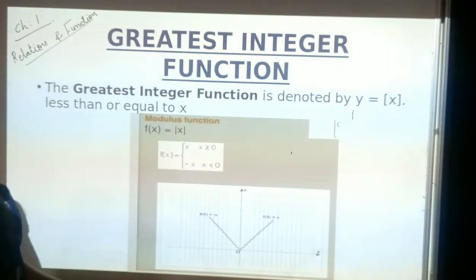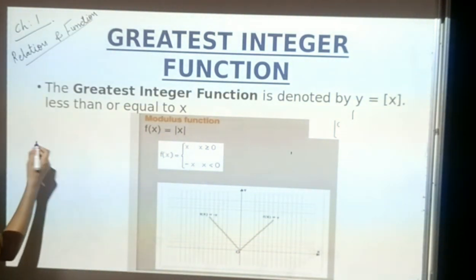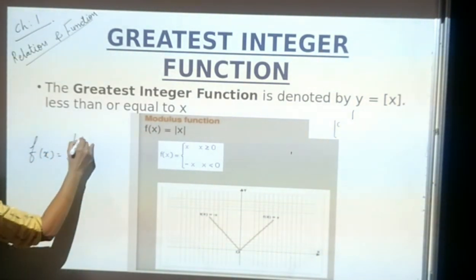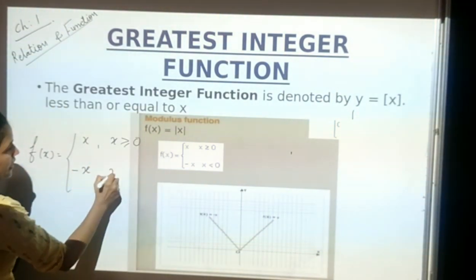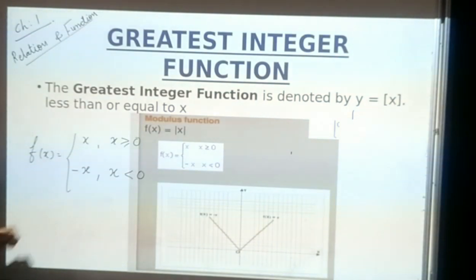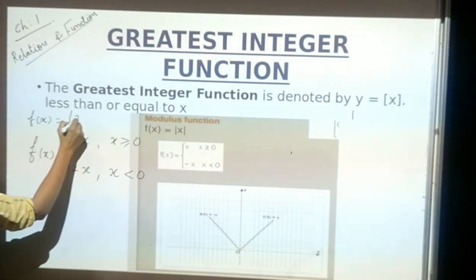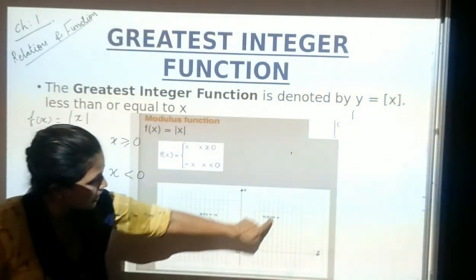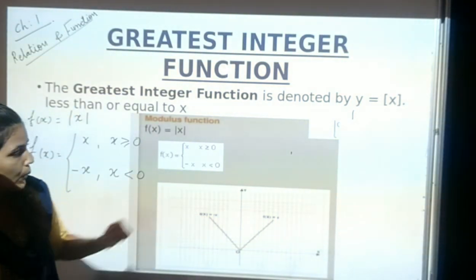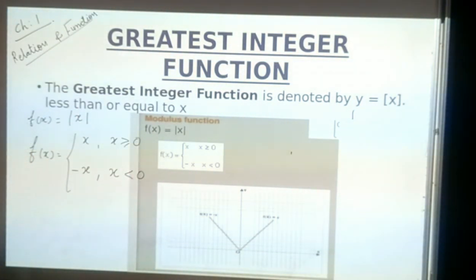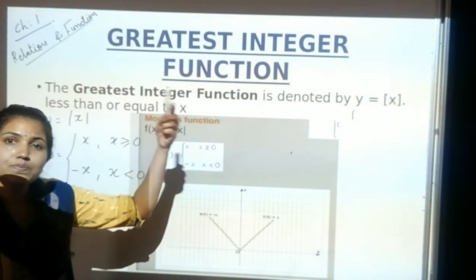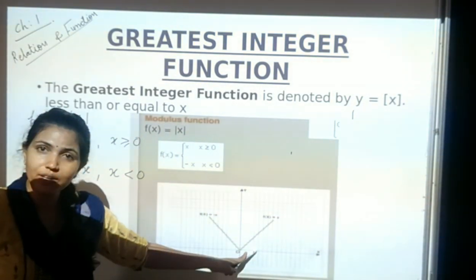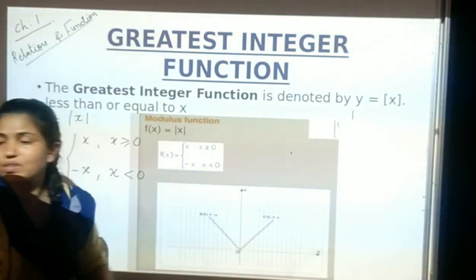So modulus of x is defined as f of x is equal to x where x is positive. And it is defined as minus x if x is negative. So this is the modulus function we have, f of x is equal to modulus of x. So this is the graph of the modulus function. We have seen just now that if it is modulus of x plus 1, then this graph will intersect at minus 1. If x minus 1, then at 1, and if modulus of x, then at the origin.